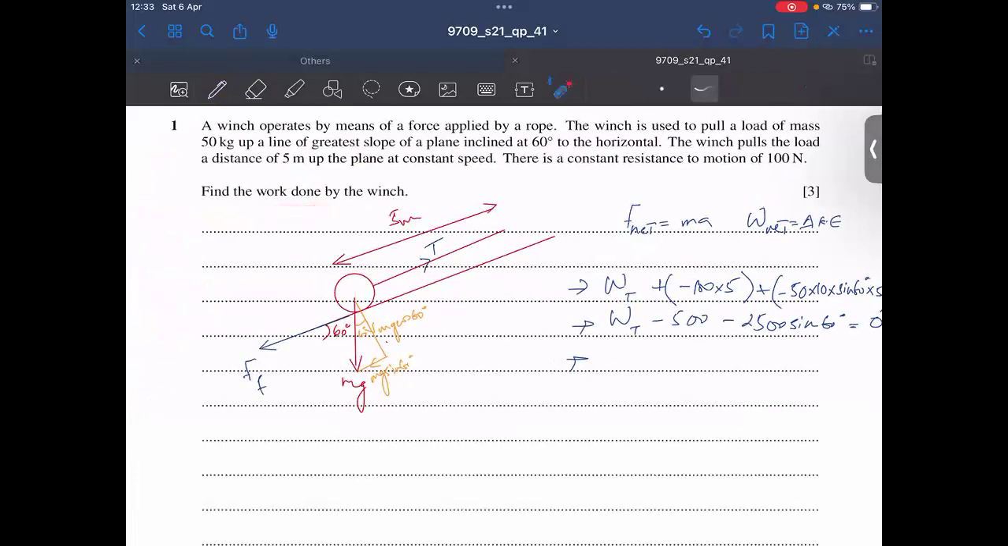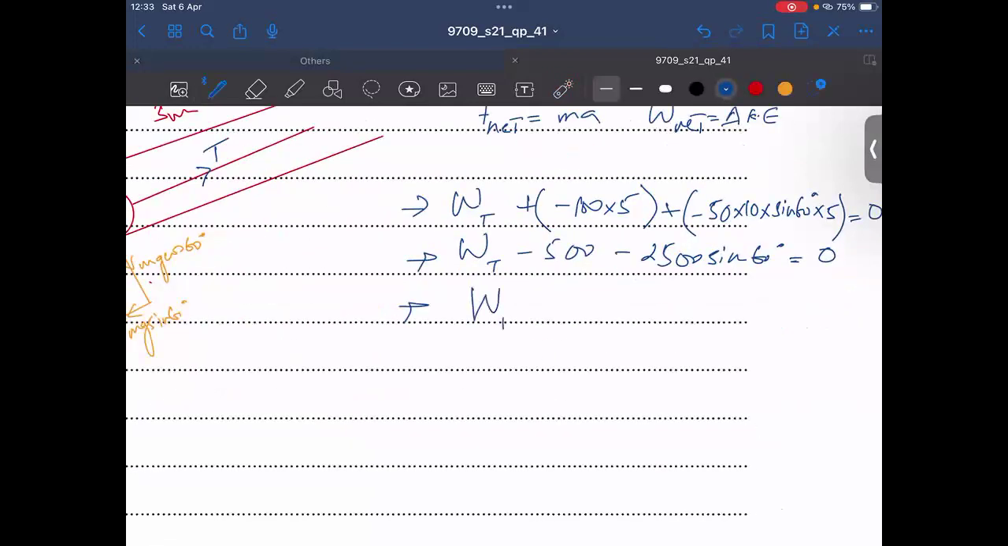Work done by winch. You're not supposed to find out the force exerted by the winch. You're supposed to find out the work done by the winch. So in this equation, if you are using the work energy theorem, you just simply write down the work done by the tension, which is the work done by the winch. So WT is going to be equal to 500 plus 2500 sine 60.